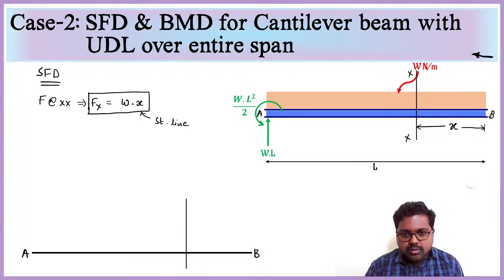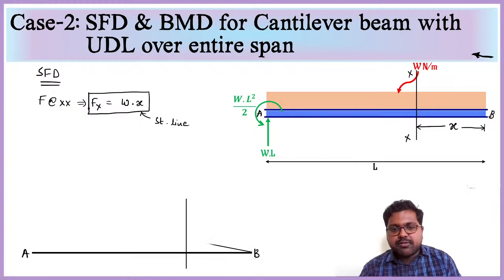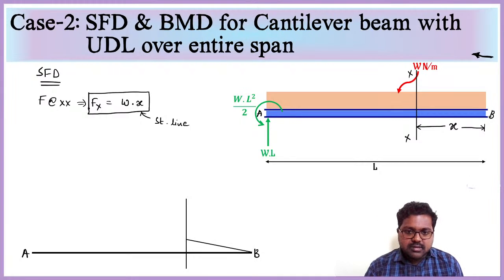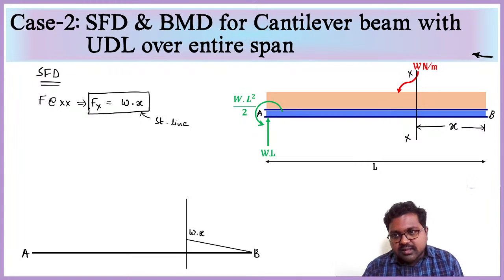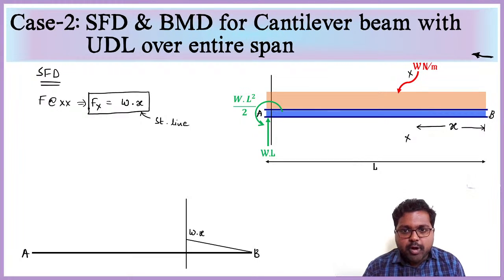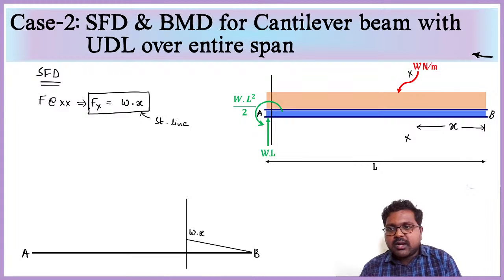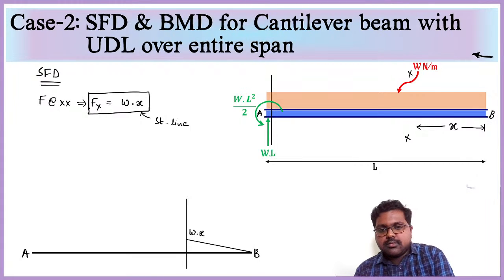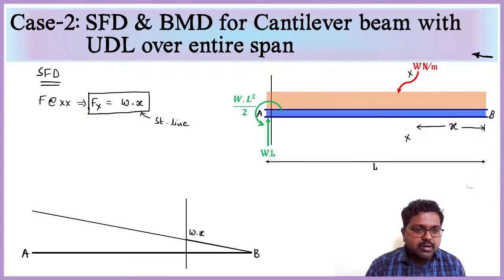So from B to this section, the shear force will increase like this, and this is the intensity of W into X. In the same manner, this is the length X. If I go up to this point A, then what will happen? W into X will become W into L, which is nothing but the overall load. So it is going to be here, and the intensity will be equal to W into L.